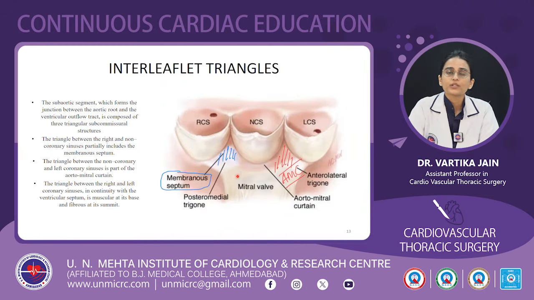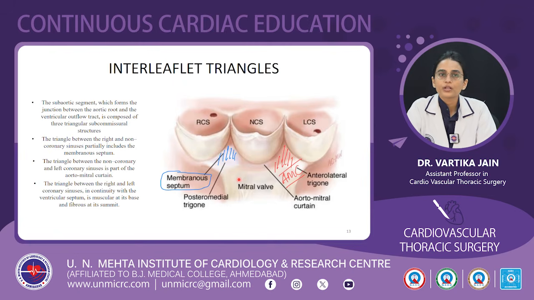Now we'll be talking about the interleaflet triangles. So there are three cusps, and in between all three cusps we have three interleaflet triangles. These are actually the subaortic segments. These are the junction between the aortic root and the ventricular outflow tract and is composed of three triangular shaped areas. The triangle between the right and the non-coronary sinuses partially includes the membranous septum, as you can see here.